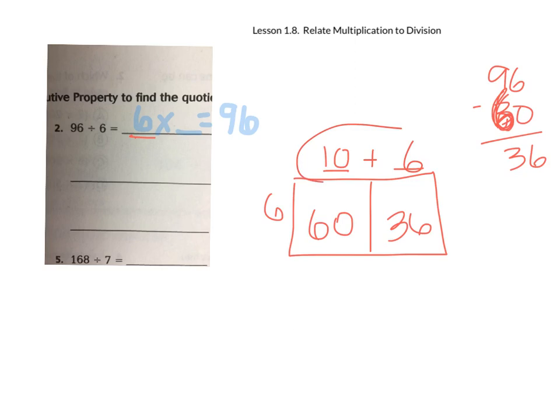Now, this up here is going to be that other factor, that missing multiplication factor. 10 plus 6 is 16. So right there, I'm going to write 16 on that missing line. And that's my related multiplication problem.